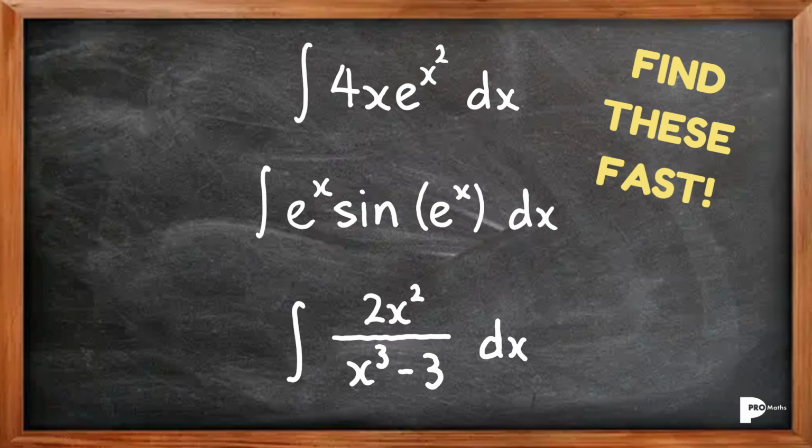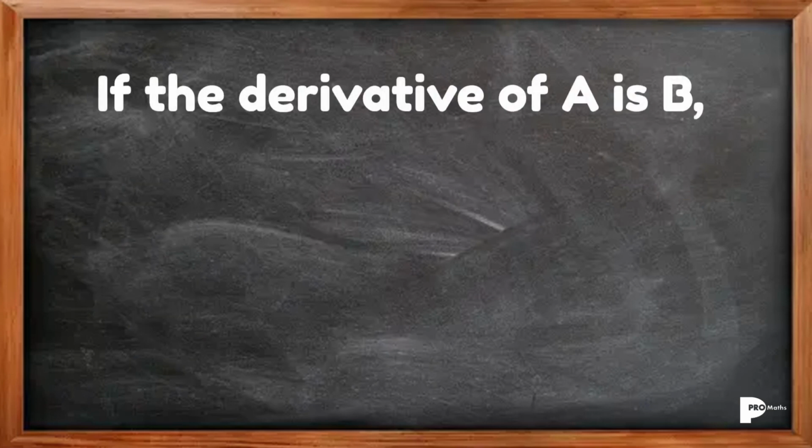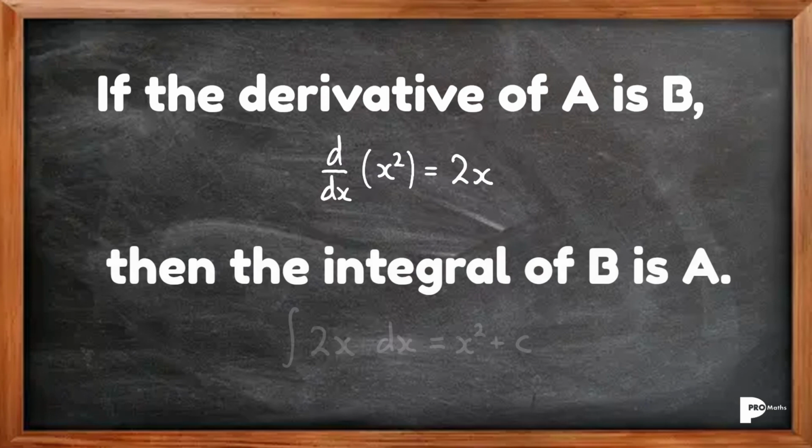To do this, we're going to assume that you're pretty good at the chain rule. Otherwise, go do some practice. This is why it's called by recognition or by inspection, because it requires you to see the chain rule. We're reversing the differentiation process. If the derivative of a is b, then the integral of b is a. Alright, let's get into it.